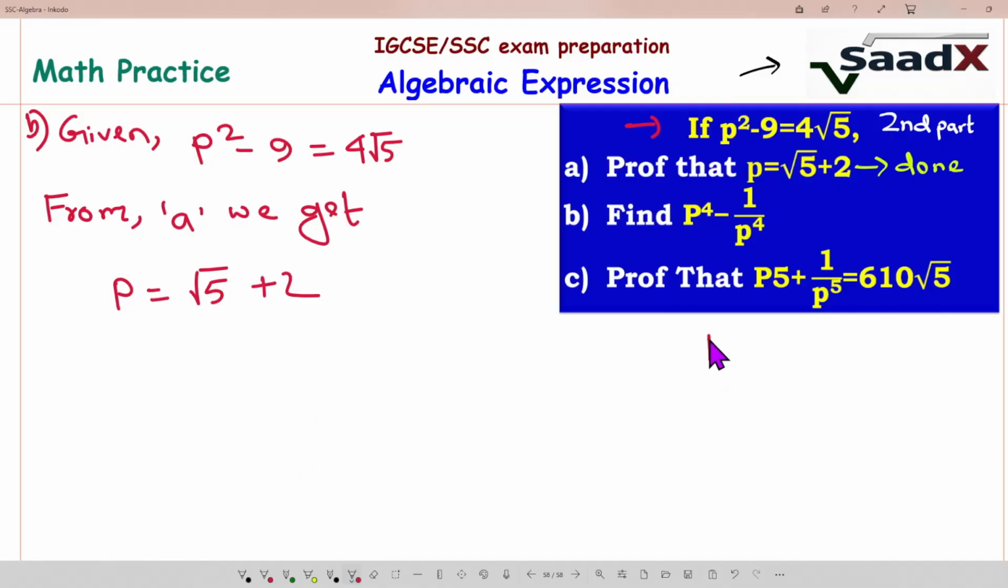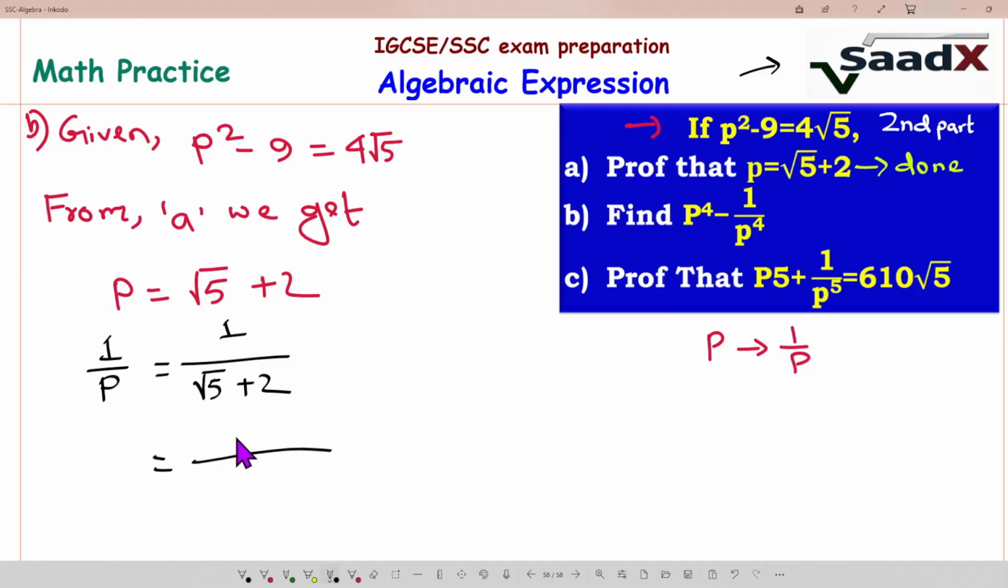we need p and also 1 by p. So how can we find 1 by p? 1 divided by p means 1 divided by root 5 plus 2. But in this scenario we cannot keep any root in the denominator. So we multiply this fraction by root 5 minus 2. So here it will be root 5 plus 2 times root 5 minus 2, right?